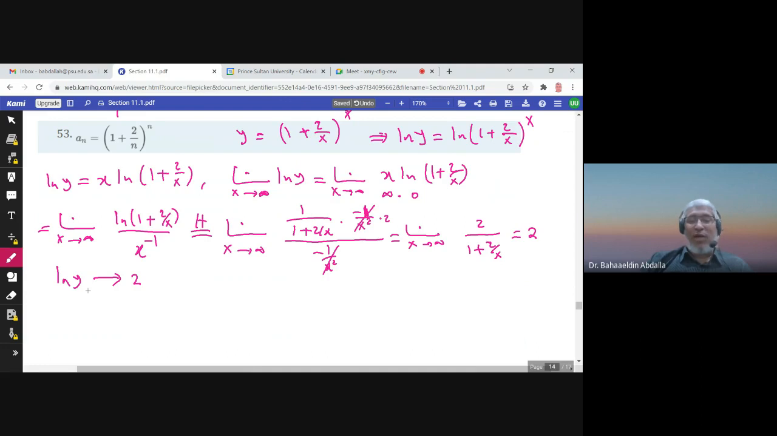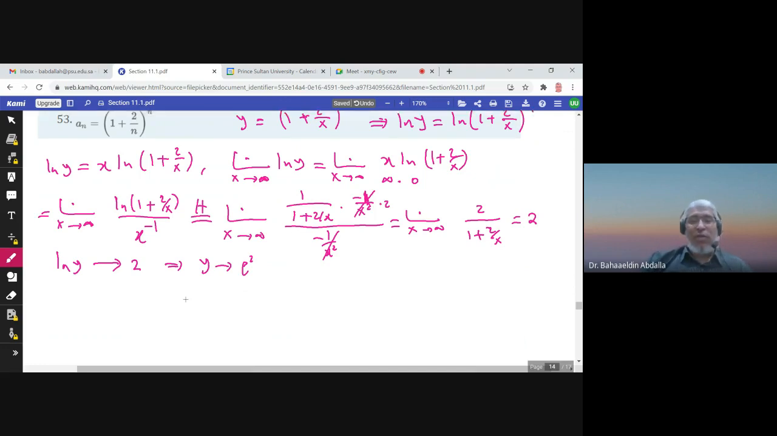But I need y, not ln y. So if I raise both sides to the base e, e to the power ln y, which is y, will go to e squared. So the limit of (1 + 2/n)^n when n goes to infinity is e squared, and the sequence is convergent.